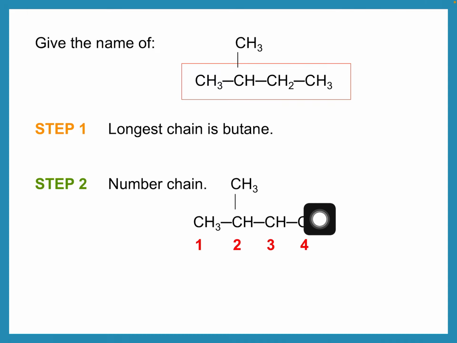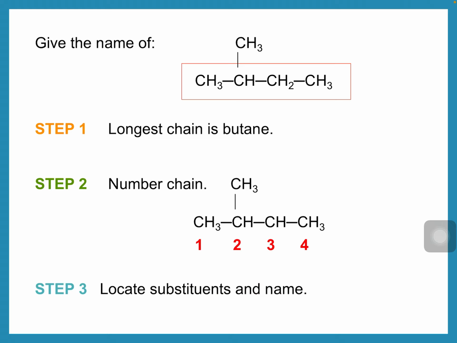So if I had gone in reverse order 1, 2, 3, then my methyl group would have been off the third one. So the smaller numbering for my substituent group is to number from here. And so off the second carbon, I have a 1 carbon group, so meth. And then as a group, we have the yl ending. So that methyl group is off the second carbon. So that's our third step, is to locate the side groups or substituents and then name them. So I have a methyl group off the second carbon attached to butane.